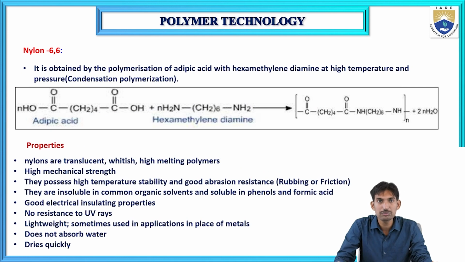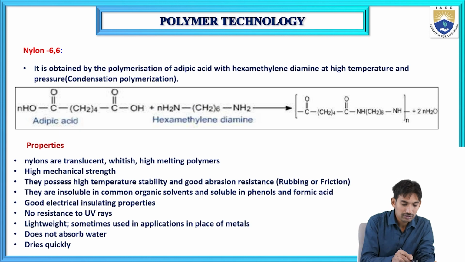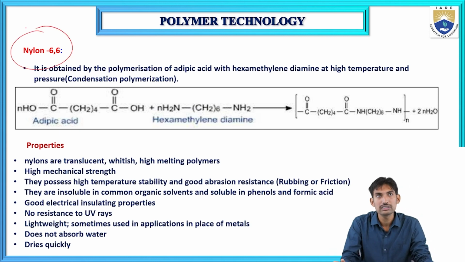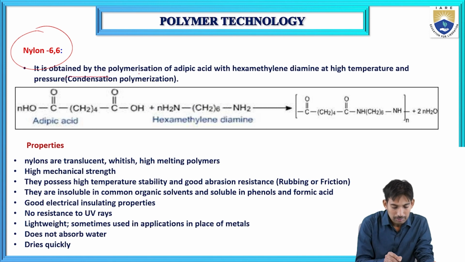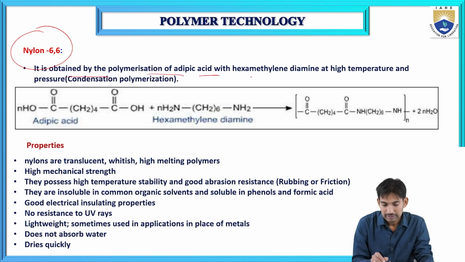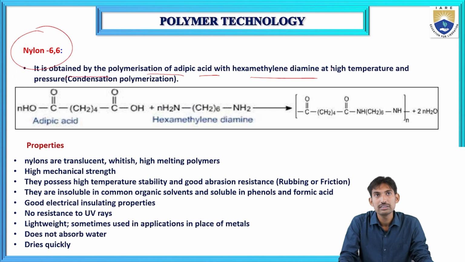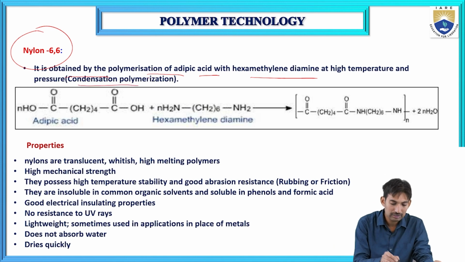The next example of thermoplastics is nylon 6,6. How can we prepare nylon 6,6? Synthesis of nylon 6,6: it is obtained by the polymerization of adipic acid with hexamethylene diamine at high temperature and pressure. It undergoes condensation polymerization.